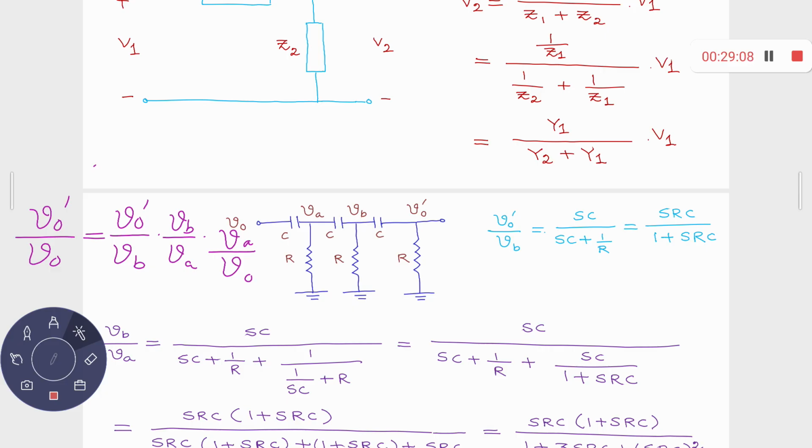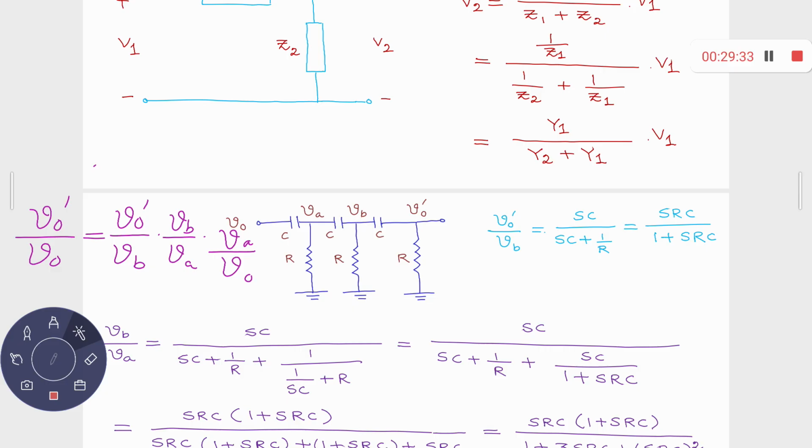Yes, that's it. What is admittance of C? SC. Impedance is 1 upon SC. The admittance is SC. SC upon the summation of two admittances, SC plus 1 by R. That is V0 dash by VB, which is simplified to SRC upon 1 plus SRC. Right? This is V0 dash by VB.